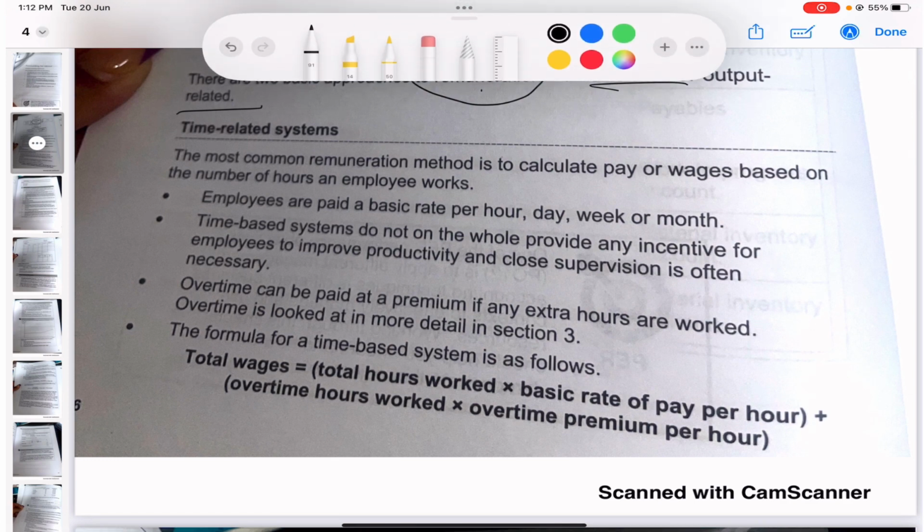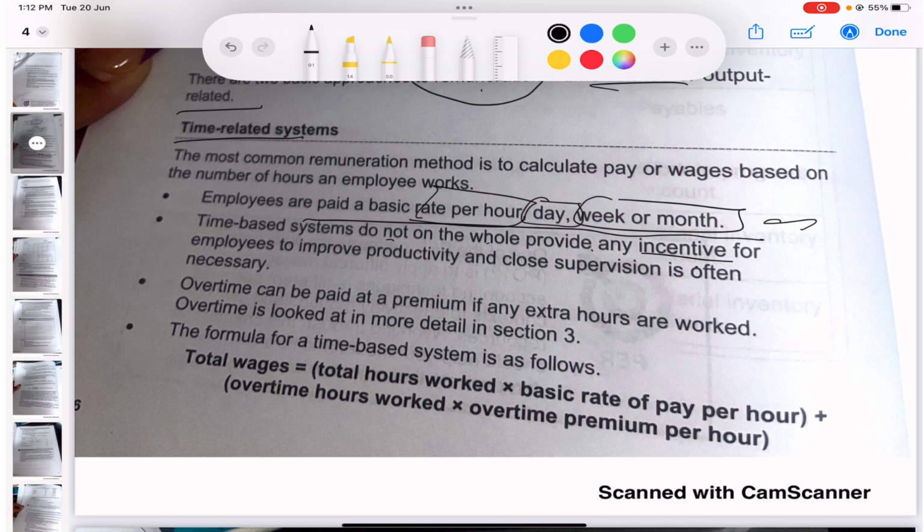So, time related systems. Time related systems are the most common remuneration method, and employees are paid a basic rate per hour, day or month. So based on the timing, the employees are paid. Time based systems do not on the whole provide any incentive for employees to improve productivity. So if I'm working for 1 hour and every 1 hour I get 10 rupees.